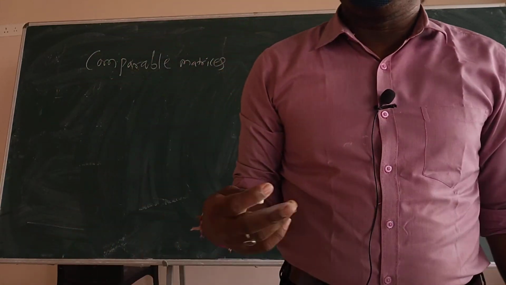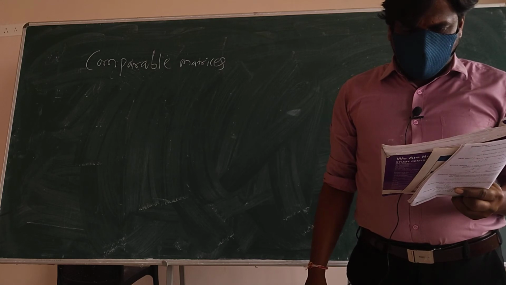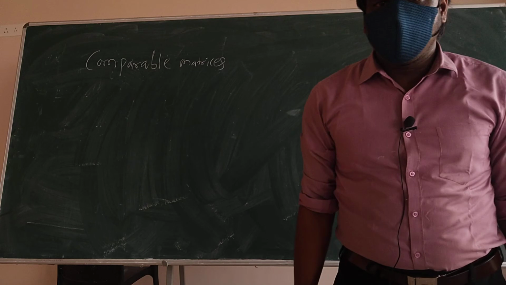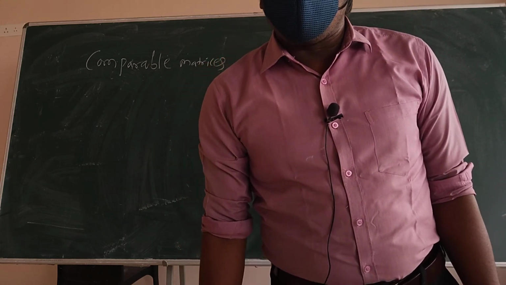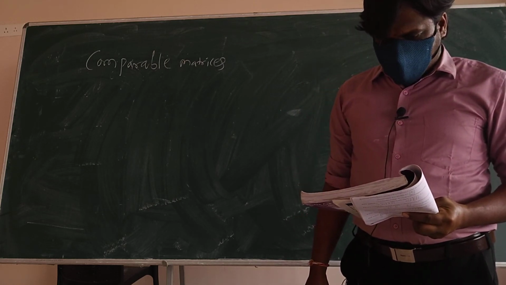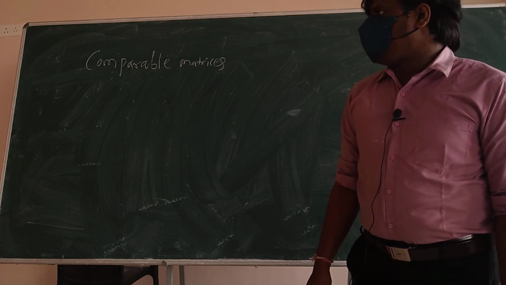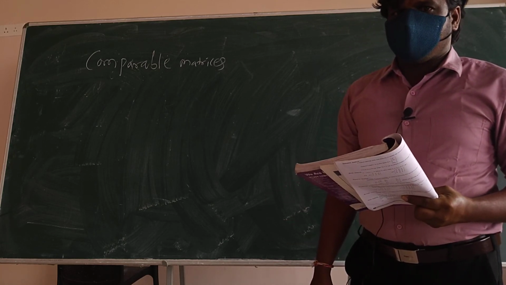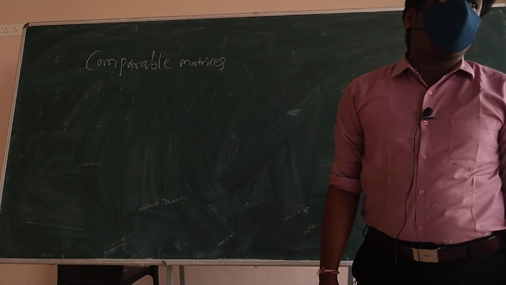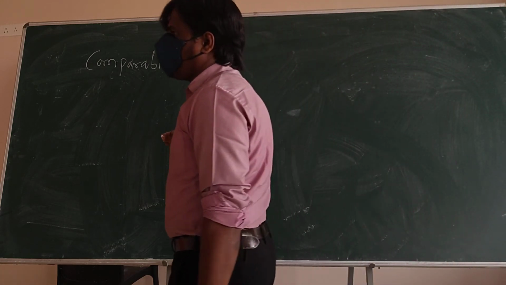You are comparing with another matrix. Okay, write down. Two matrices A and B are said to be comparable if they have the same order. When will two matrices compare? If they have the same order. Order same हुआ तो ही comparable होगा.